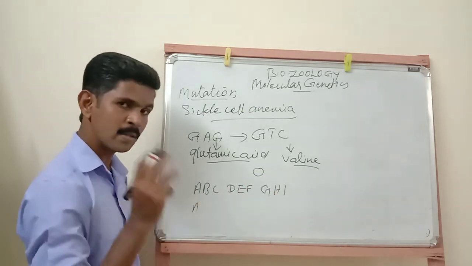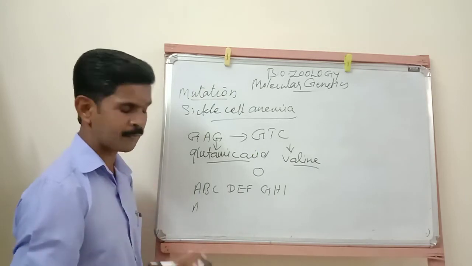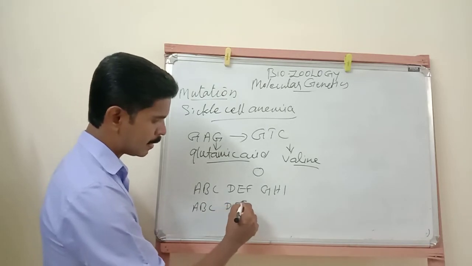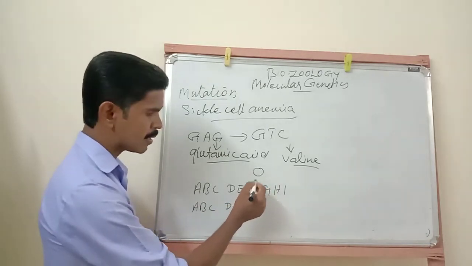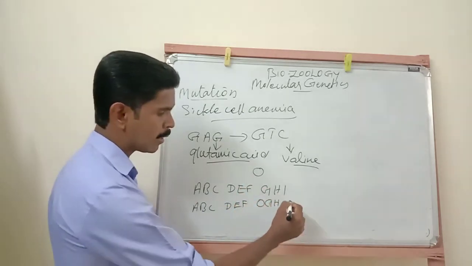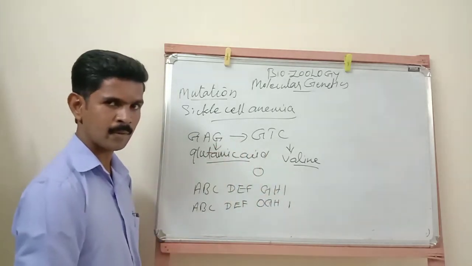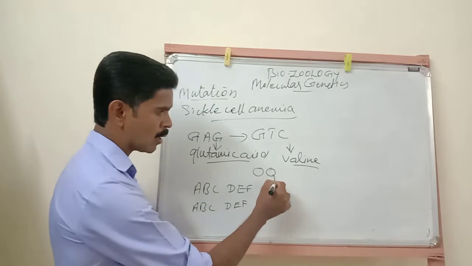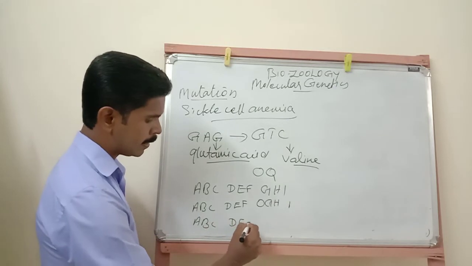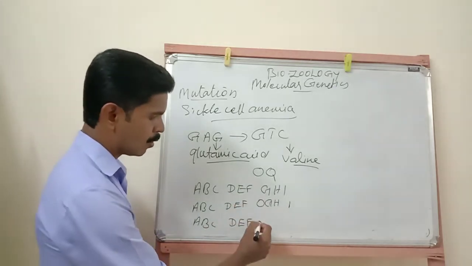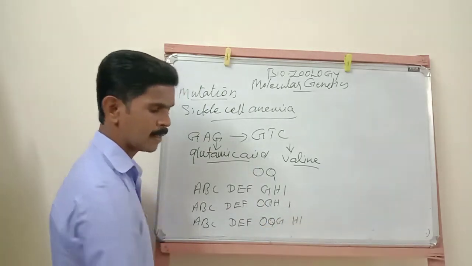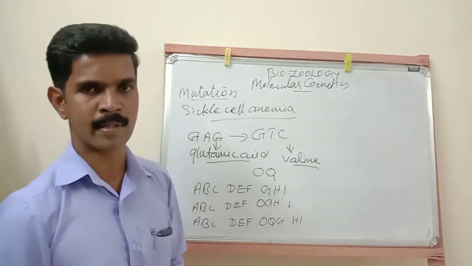See, I already told you the codon is always in triplet form. So A, B, C, then D, E, F, then this O will come. We have inserted this O in between these two codons. So O, G, H, and I is separated. Okay. Then if we add one Q also, what will happen? A, B, C, then D, E, F, then O, Q, G, then H, I. Like that the codon's nature is changed.